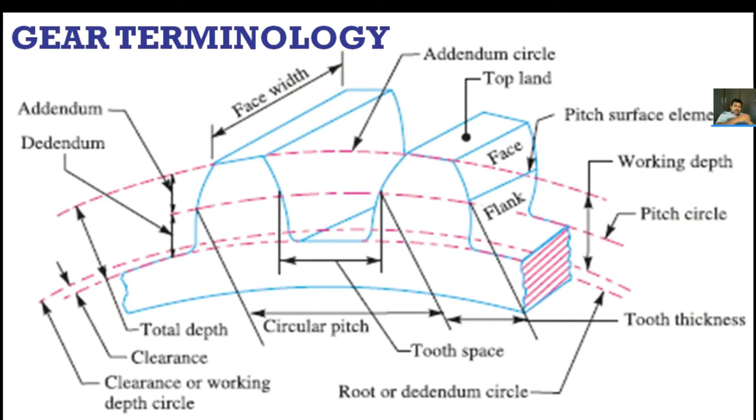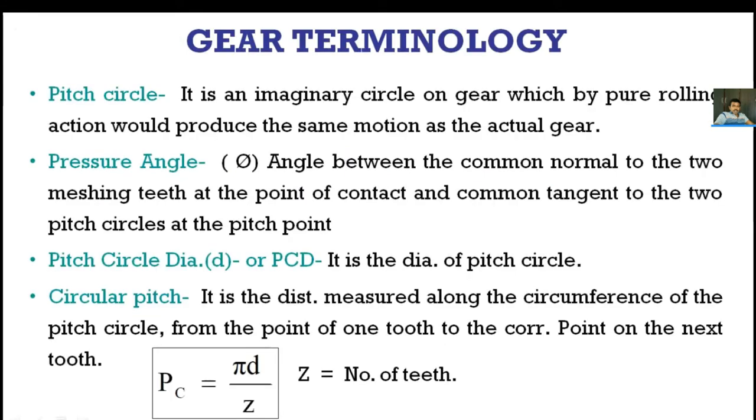Now, during mating, you will get some more terms when you consider the mating of gear teeth. We will have a quick look at these definitions. The pitch circle is an imaginary circle on the gear by which pure rolling action would produce the same motion as that of the actual gear. The pressure angle is the angle between the common normal to the two meshing teeth at the point of contact and the common tangent to the two pitch circles at the pitch point.